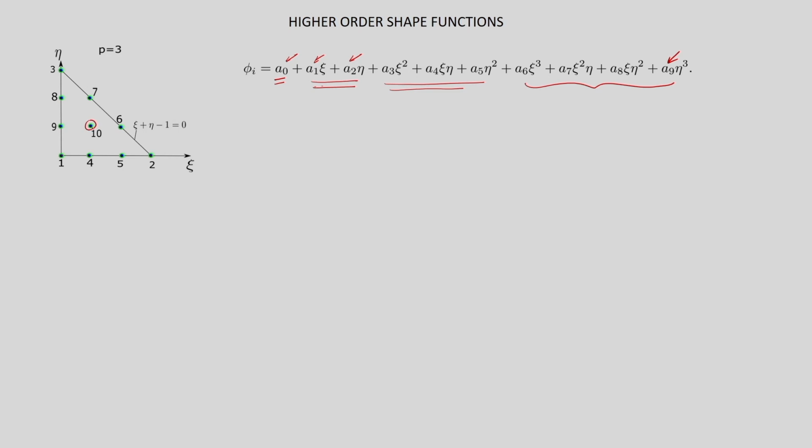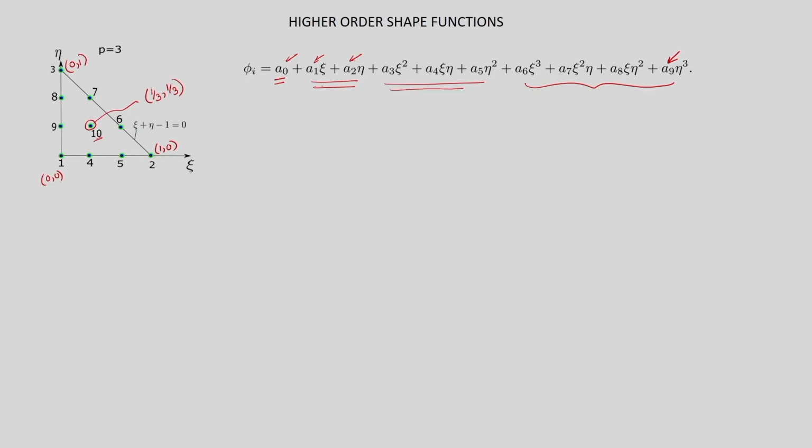So if you see, the coordinate of node 10 is 1 by 3, 1 by 3. If I put the coordinates here, node 1 is 0 0, node 2 is 1 0, node 3 is 0 comma 1, and for 10 it is 1 by 3, 1 by 3. So for the first time we see that there is a node which is inside the element, not even on the boundaries.